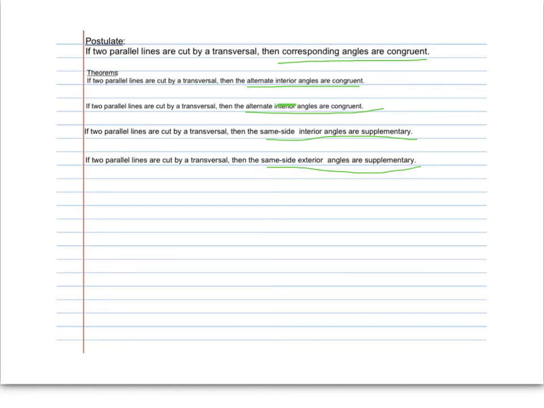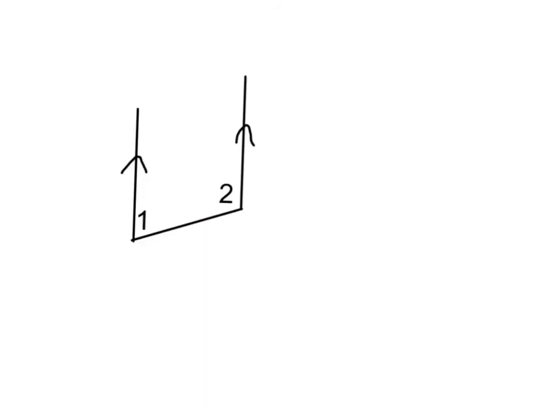So those are 5 different postulates and theorems. They're basically the same thing. If you know the lines are parallel, then you know those things are true. So you should write those down now. Now some of the problems that you're going to see involving parallel lines and transversals, it's not always going to be so obvious where things are.